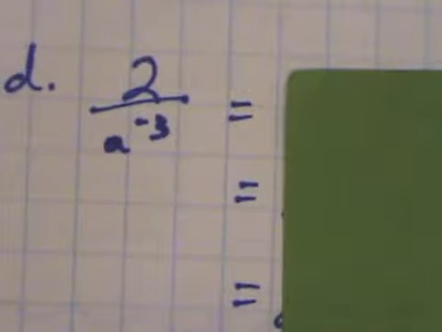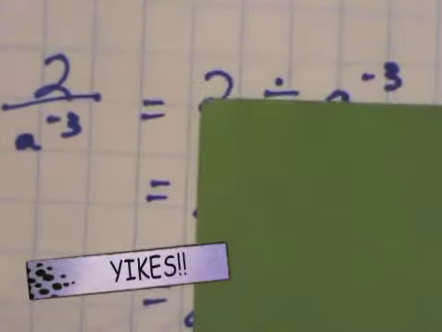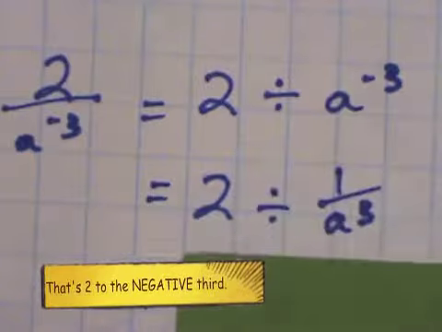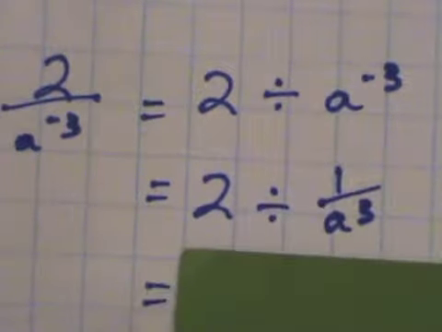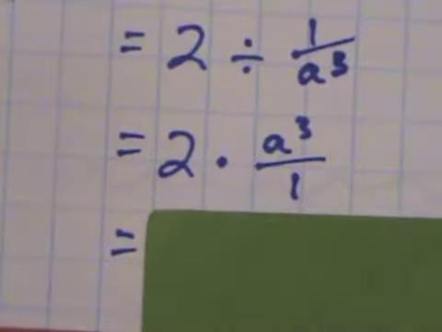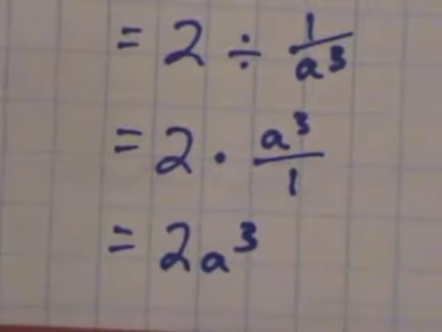So when I said you might want to go back and watch letter B again because you were going to need it, did you realize that I meant you were going to need it for letter D? 2 over a to the negative third. Let's go through all the steps again. Same thing as 2 divided by a to the third, which is the same thing as 2 divided by 1 over a to the third. Shift the book up. Same thing as 2 times a to the third over 1, which equals 2a to the third.